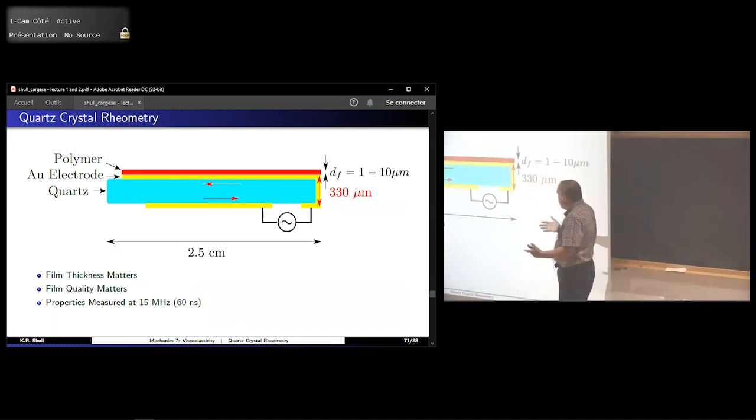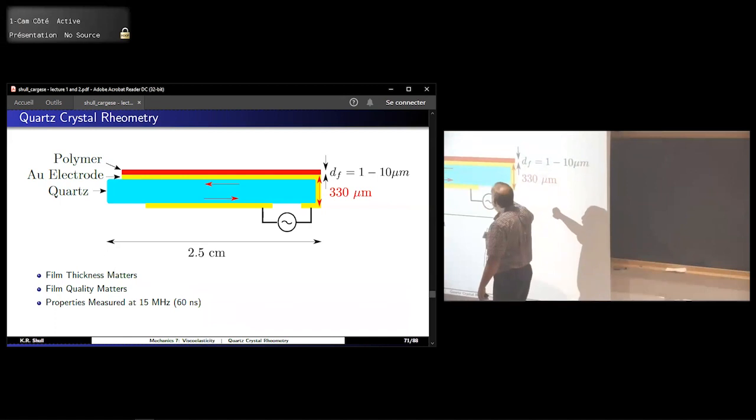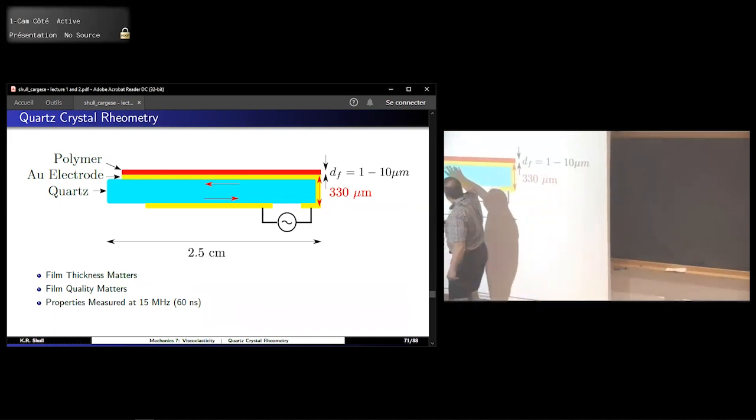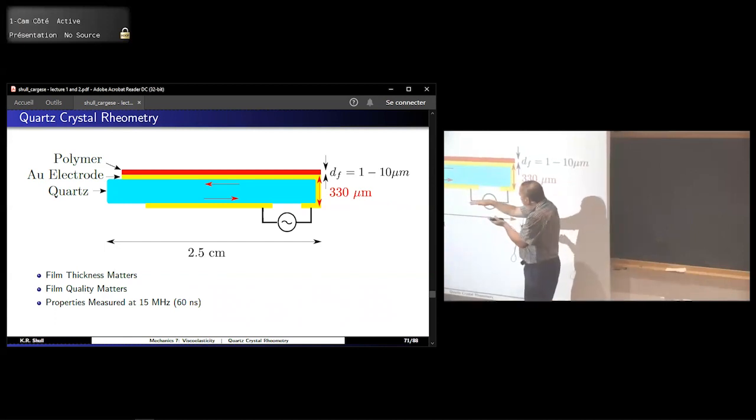You can get different sizes, but this is a standard one. Each disk costs about $25 or $30, probably more now. And it's piezoelectric, so if you put an electric field on that, this is cut so an electric field across it in this direction gives you a shear in this direction.